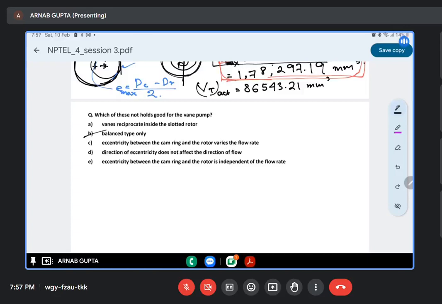So if your value of Q, that is directly linked with the discharge, so if Vt changes or Vt increases, Q also increases. And we have seen in the previous problem that it is directly related with E. So eccentricity increases.